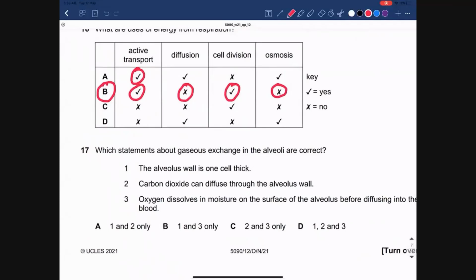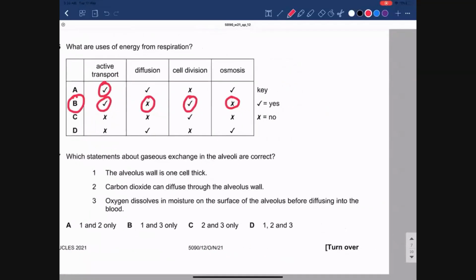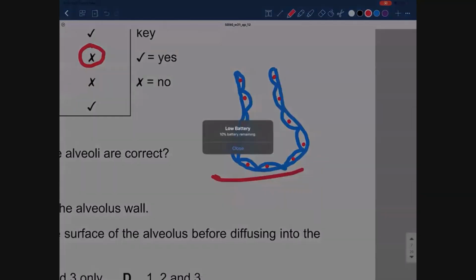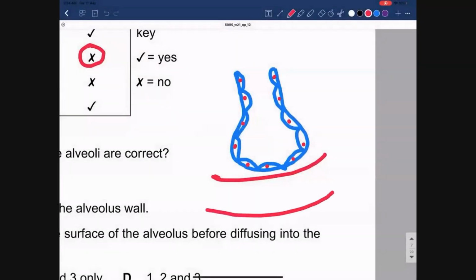Which statements about gas exchange in the alveoli are correct? The alveolus wall is 1 cell thick. If we recall the gas exchange across the alveoli, so this is the alveolus, and please note that the wall of the alveolus is made up of a single layer of cells. So we can say that the wall of the alveolus is 1 cell thick. These are the cells which make up the wall of the alveolus. This is alveolus, and alveolus is surrounded by a blood capillary which contains the red blood cells.